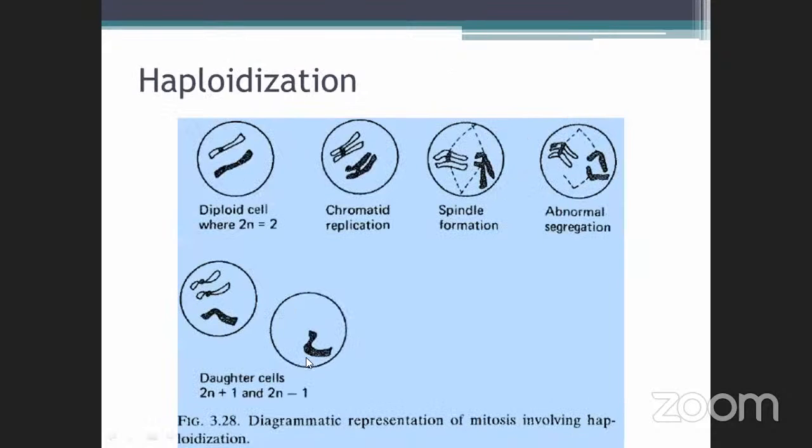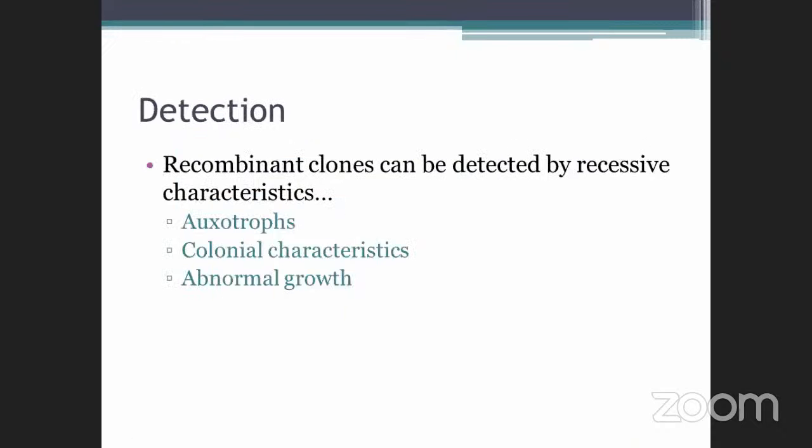Sometimes in haploidization, one daughter cell has 2n+1, so there are 3 chromosomes, and another has 2n-1. So this is also an abnormal segregation occurring. As a result, such a cell with a single chromosome is also produced. How can you detect such genetic events? Through auxotrophs, through colony characteristics, or sometimes the abnormal growth of the fungi may help detect such characteristics.